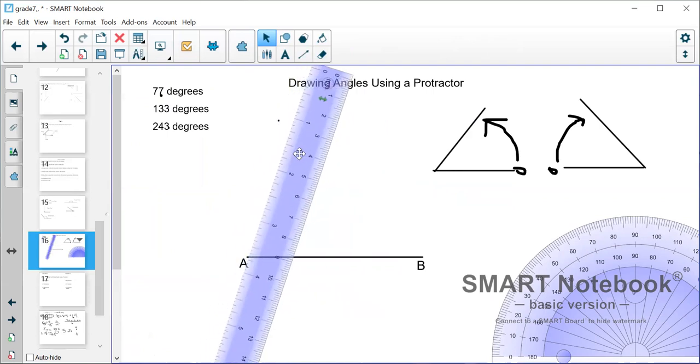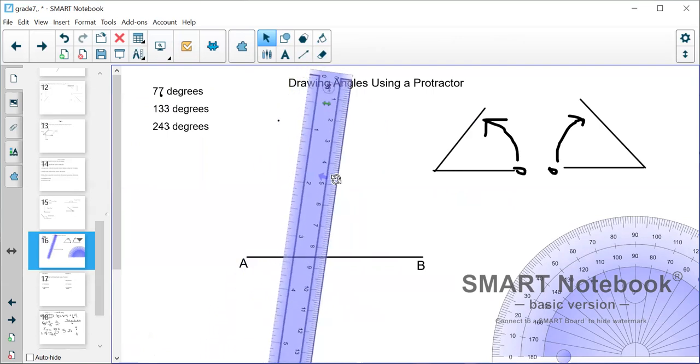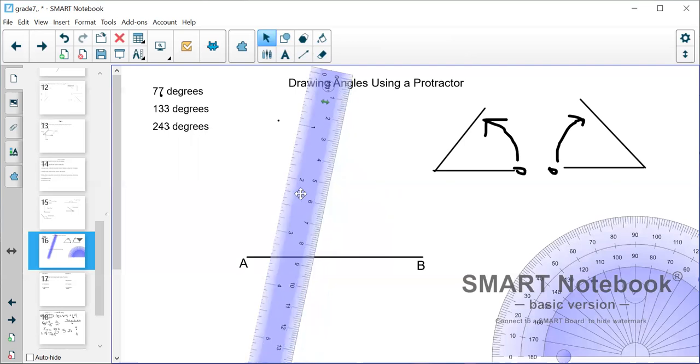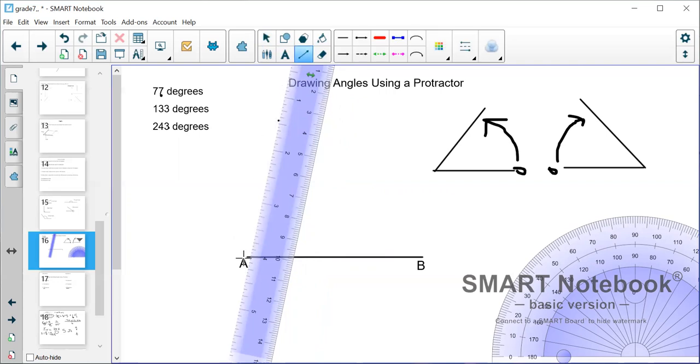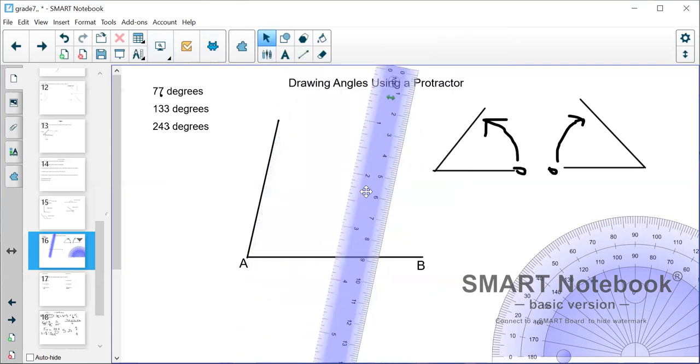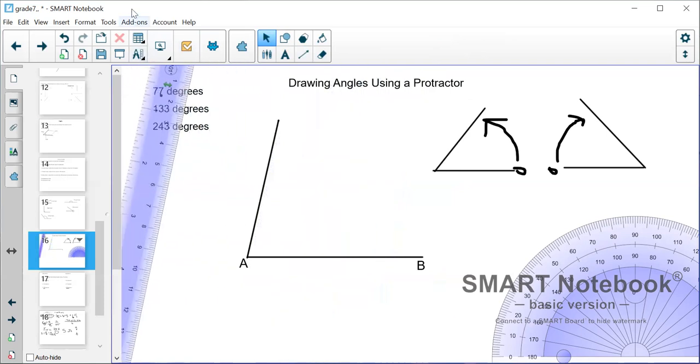Right, from A to that point. So you just adjust your ruler from A to that point. And that is how you obtain 70 degrees from A. All right, 70 degrees from A.